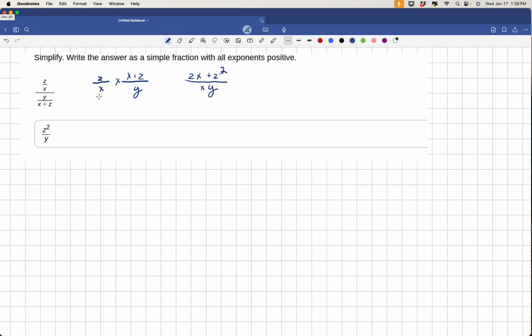Just keep it, change the sign, flip the fraction, and then multiply. Z times x, z times z, x times y. Straight across. Here you go. Let's look at the next one.